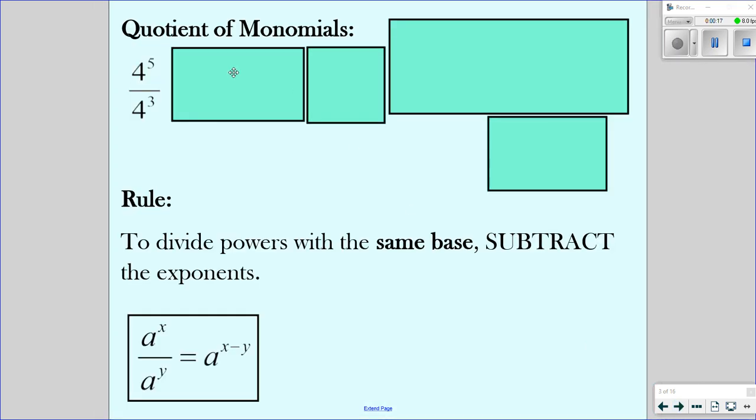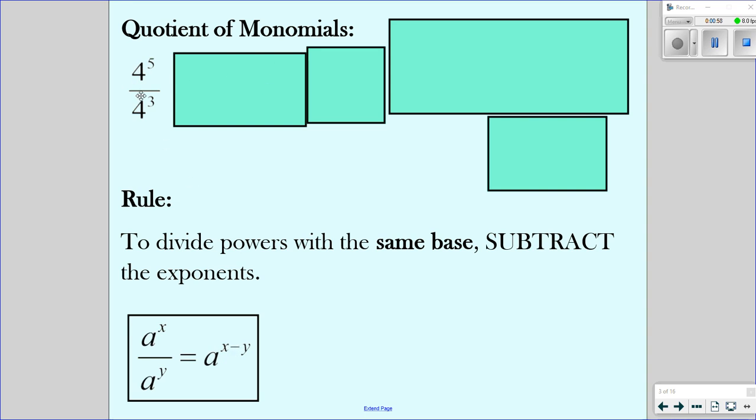So, quotient of monomials. We have an example where it's 4 to the 5th power divided by 4 to the 3rd power. If you remember from multiplying monomials, when you have the same base, you add the exponents. But when it comes to dividing powers with the same base, you will subtract. The rule to divide powers with the same base is to subtract the exponents. Here we have the rule where a to the x divided by a to the y, a is the same base, so you're going to subtract whatever value for x and y from it.